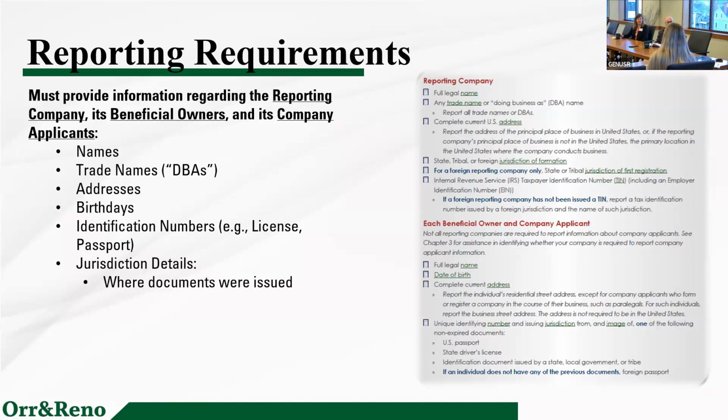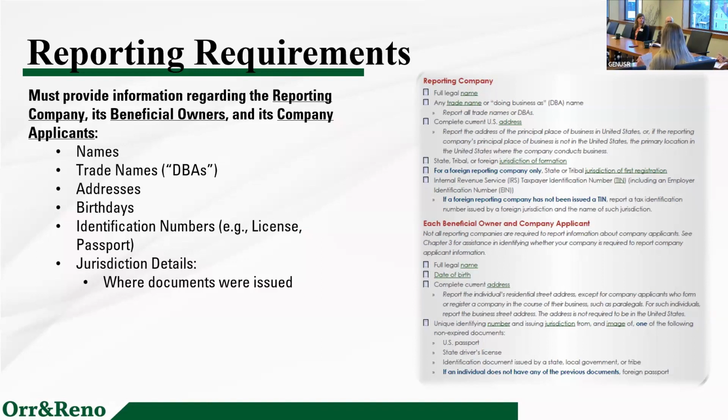Those are the folks who actually helped or did form the company. So if you were forming a company with Orr Reno as your attorneys, it would typically be your attorney and then maybe the paralegal in our office who also helped you form the company. So those are the three: the company itself, the beneficial owners, and the company applicants. The federal government is asking for report information about all those people or entities.